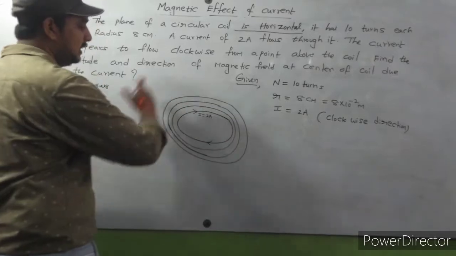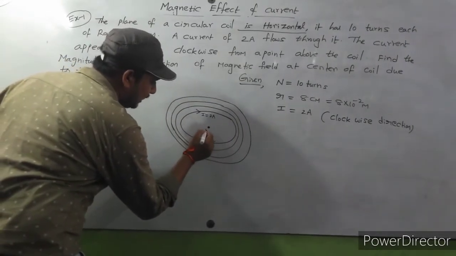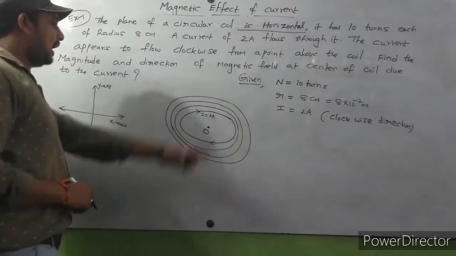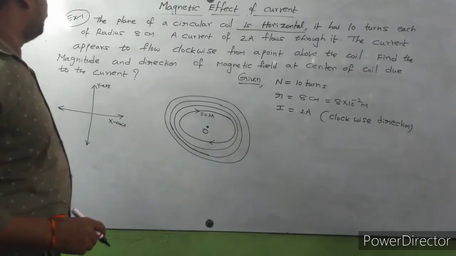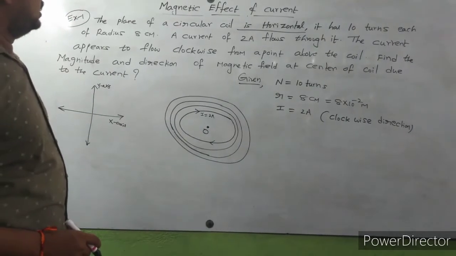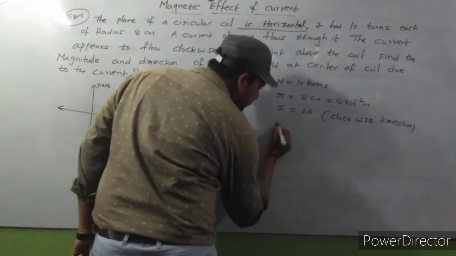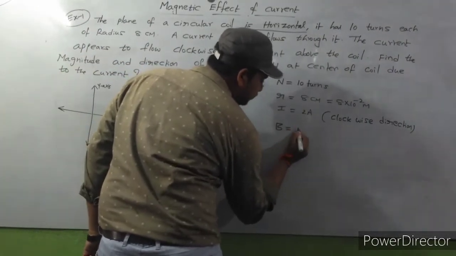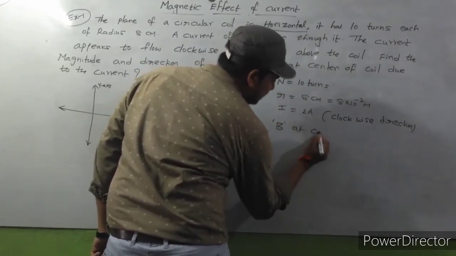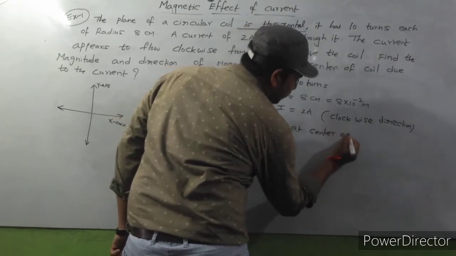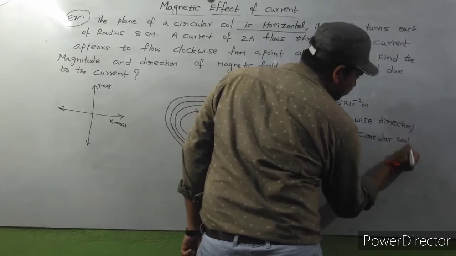Here 10 turns are there, like this. Here is a point at center, I consider this as O. So what is the magnetic field due to this current carrying coil? The magnetic field at O we need to find, the direction and the magnitude of the magnetic field. So we need to find the magnetic field at center of a circular coil.